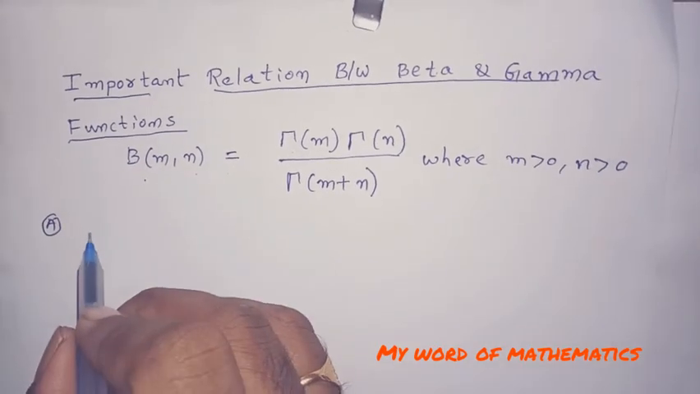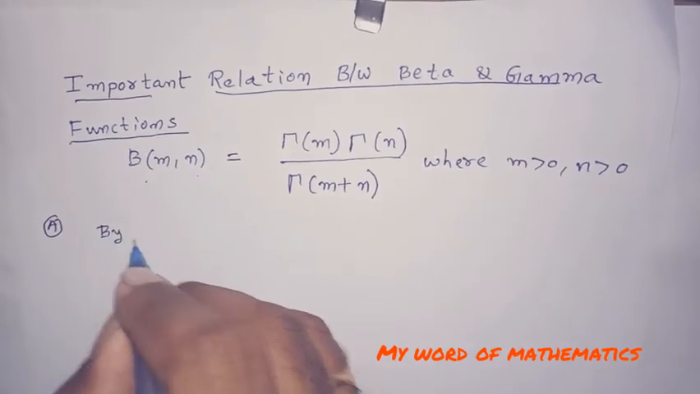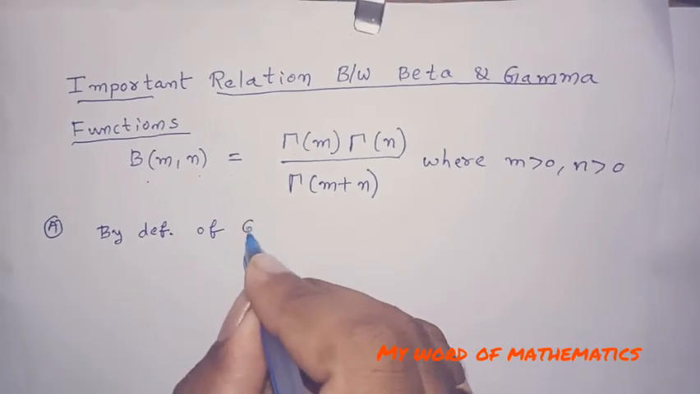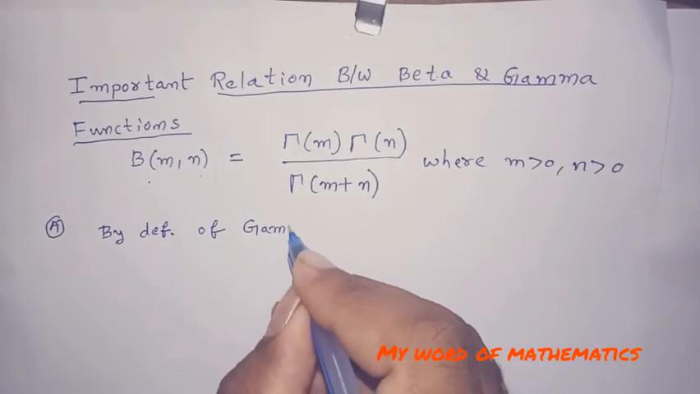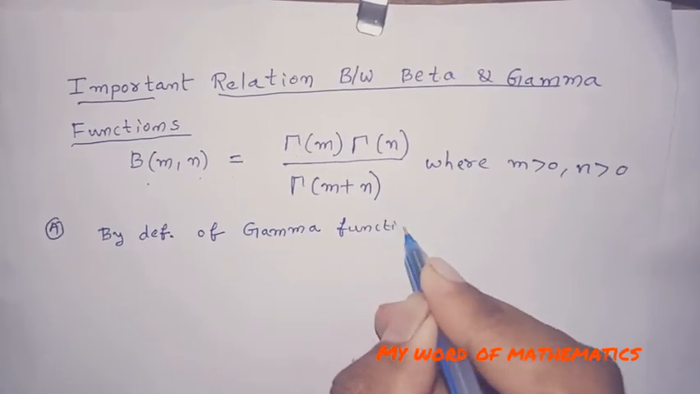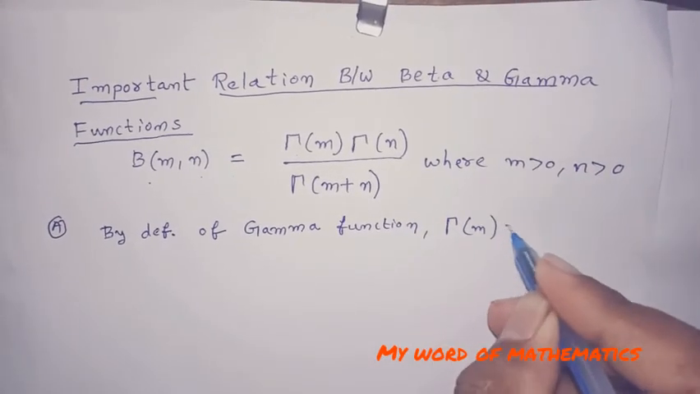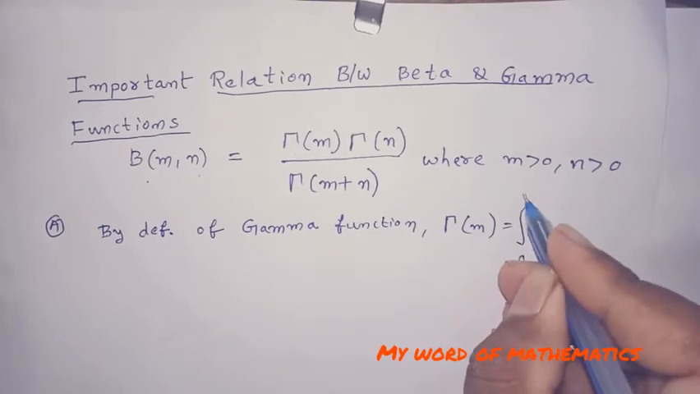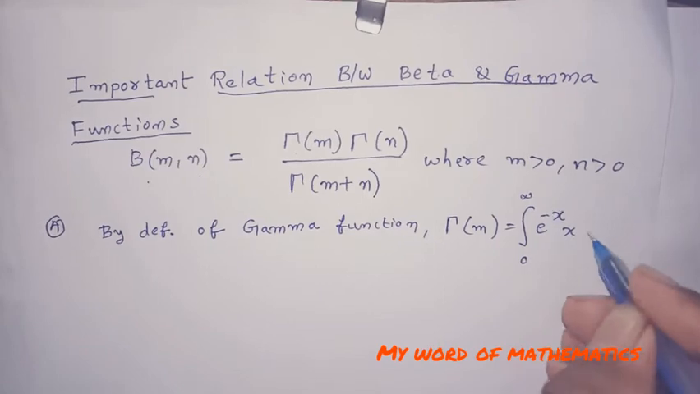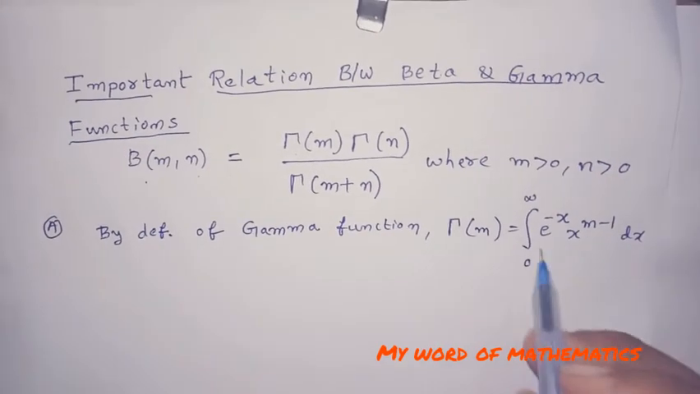Now we know that from the definition of gamma function, gamma of m is given by the integral within limit 0 to infinity of e power of minus x, x power of m minus 1 dx. Okay, don't forget this definition.